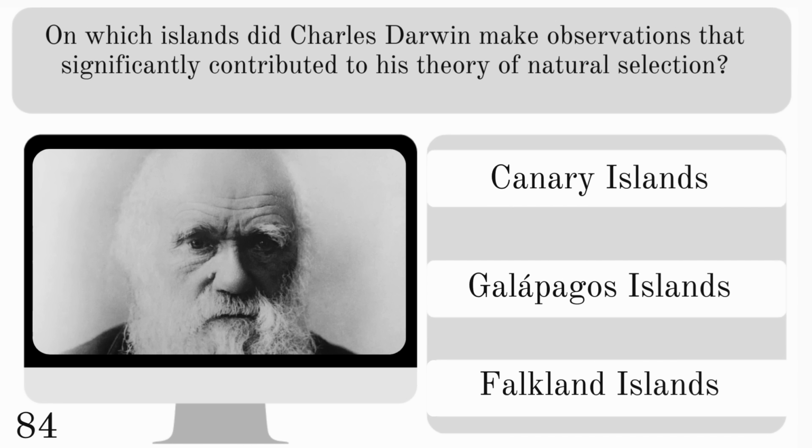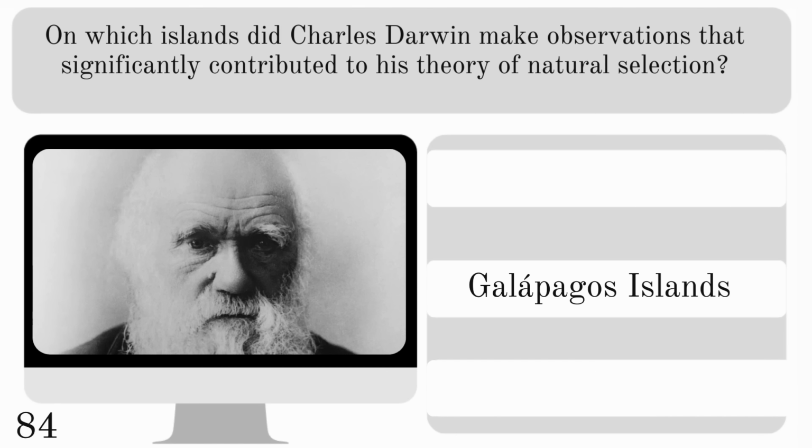On which islands did Charles Darwin make observations that significantly contributed to his theory of natural selection? The Canary, Galapagos, or Falkland Islands? And it was on the Galapagos Islands.